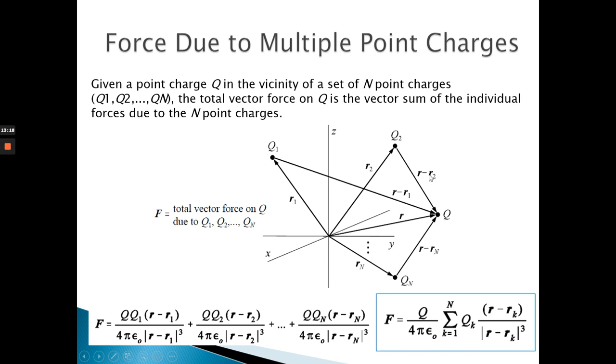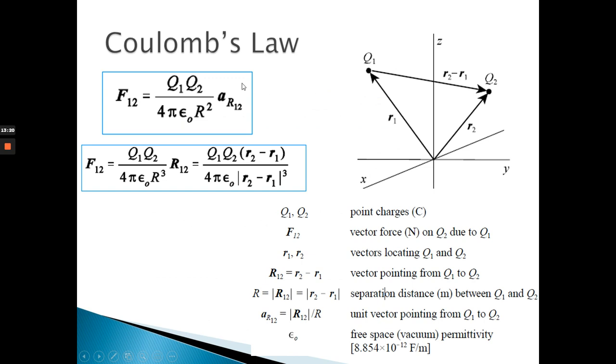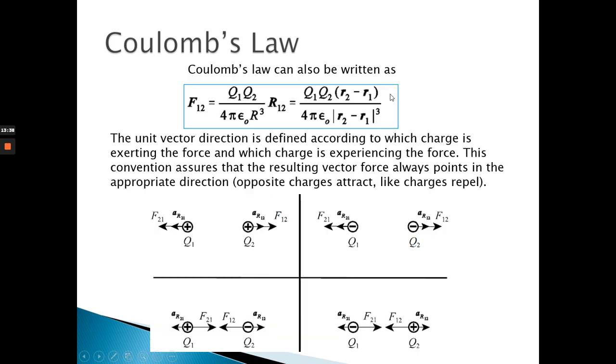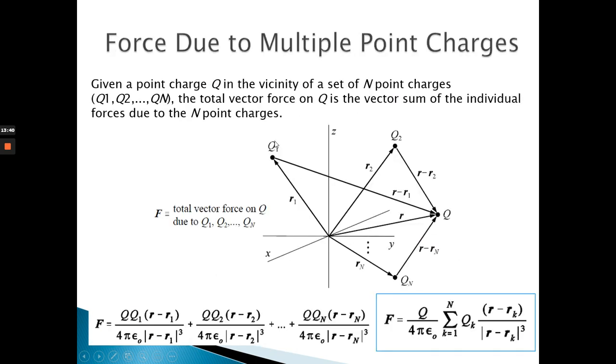What we need to do is quite similar to what we found based on Q1, right? We find the vector force on Q2 due to Q1, right? Now let's say if it's Q3, then there would have been another force here, right? So we just add. So here there are Q1, Q2, Q3, Q4, Q5, and so on and so forth.